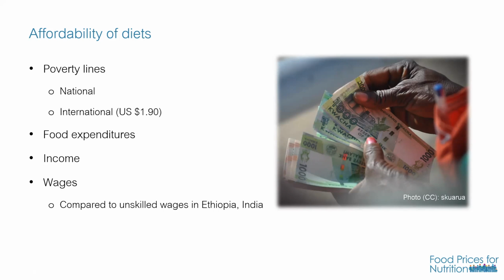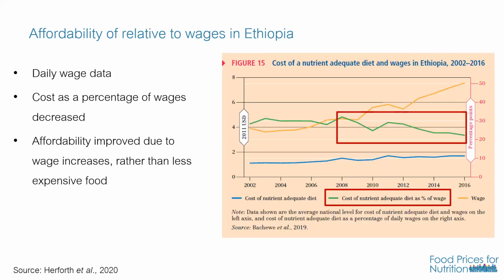income or wages. And this was used in Ethiopia to look at the affordability of a healthy diet. So comparing the cost of the diet to daily wages. So these are daily wages for unskilled laborers from government data in Ethiopia. And you can see in this graph that what's been done is to compare the cost as a percentage of wages. So this green line here, which I've highlighted in the box, is showing the cost of the diet as a percentage of wage, and it's going down over time.